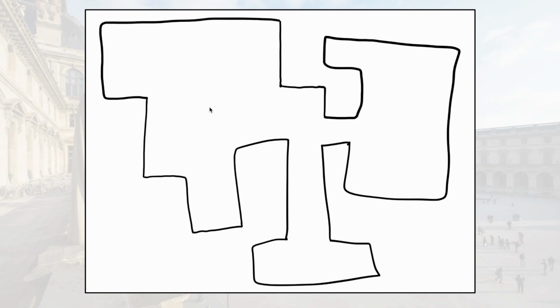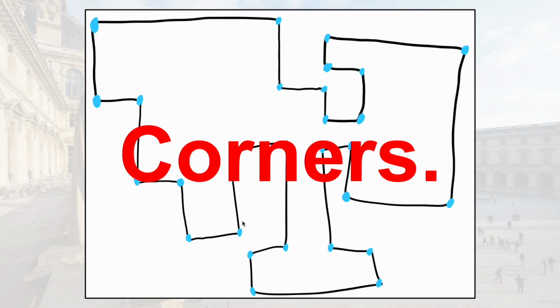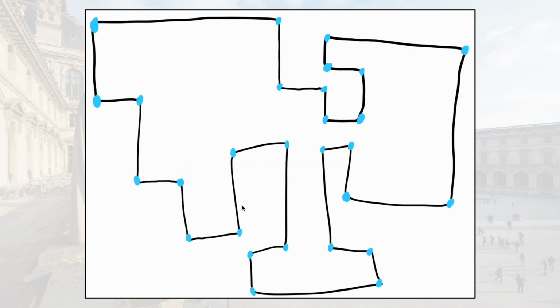So we could take this pretty standard shape. You can definitely imagine an art gallery that looks a bit like this. And we can start by coloring in each of the corners, or in math speak, each of the vertices, the singular being each vertex. In this case, there are 28 vertices. Again, these are just corners, really.